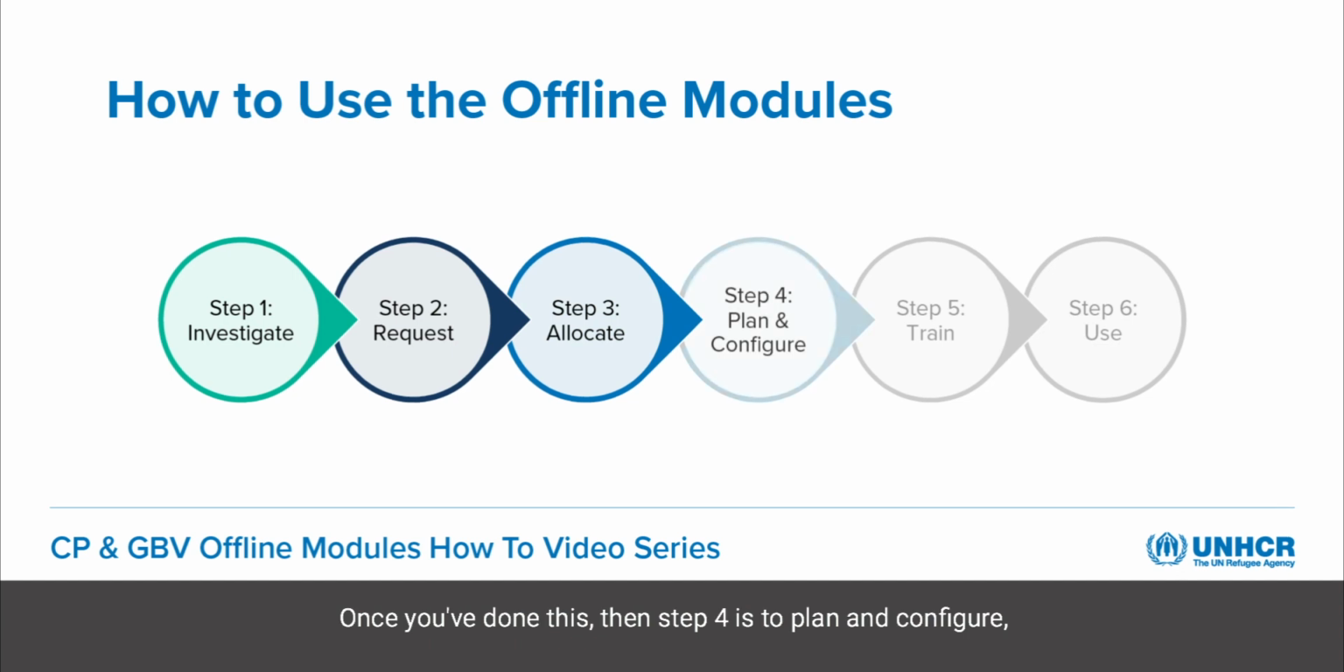Once you've done this, then step 4 is to plan and configure. So there are a few different options, quite technical options in terms of how the offline modules will be set up. You would work with the primes colleagues to determine what is the best setup for your location. For example, this could be whether you use client or application directly to server and back for syncing, or if we need to implement a field server, which might be necessary in certain contexts where perhaps connectivity is even more problematic.